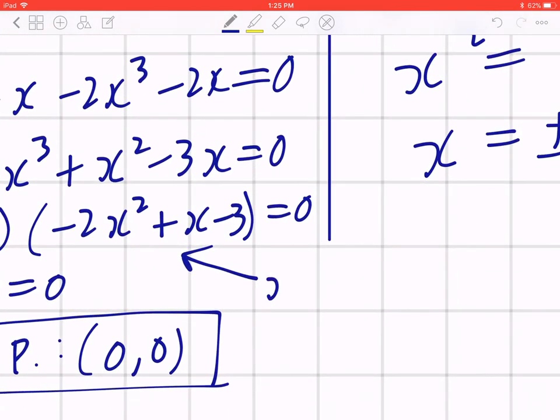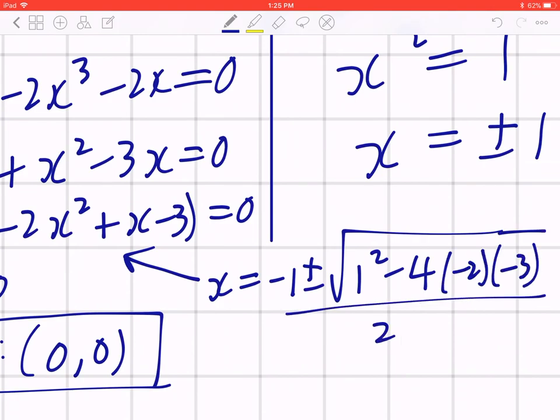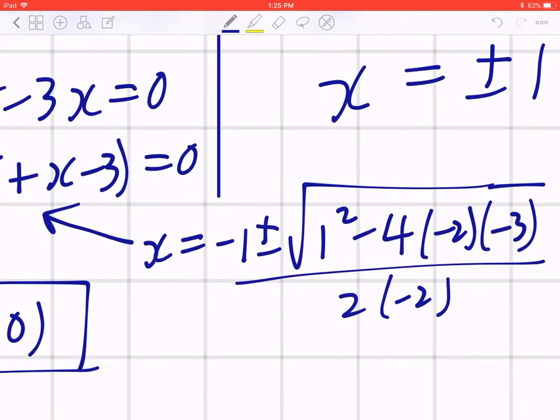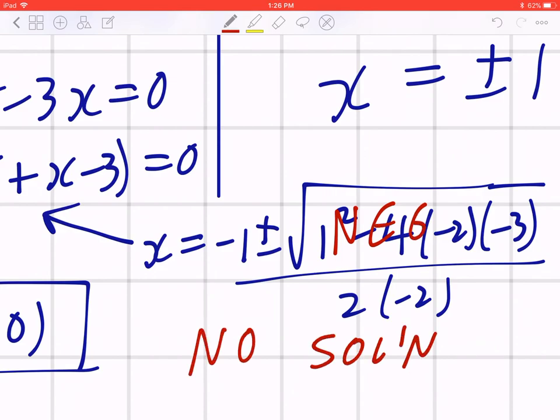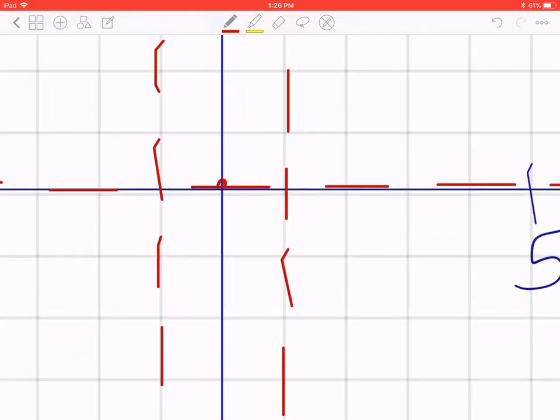Let's just confirm that. If you apply the quadratic formula, negative b plus or minus square root of b squared minus 4 times a times c divided by 2a, you would discover there's no solutions here because under the square root, this is 1 minus 24, and it's a negative number. So again, it's perfectly okay that this part doesn't work, but there is an inflection point, 0, 0, which we're going to go back to. So let's add this back in, 0, 0.